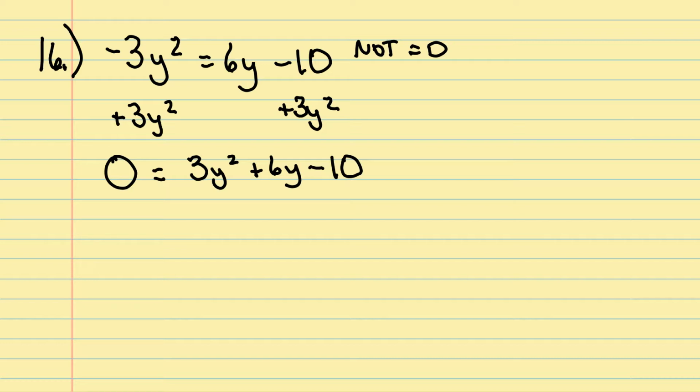But if you didn't write it in that order, A is always going to be 3. Even if I change the order the way I write this, A is always next to the y squared. So my A is 3, my B is positive 6, my C is negative 10. So I go to my quadratic formula.